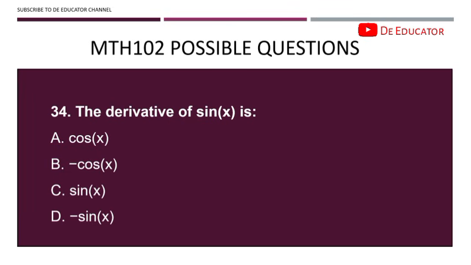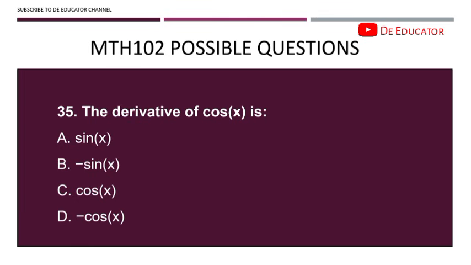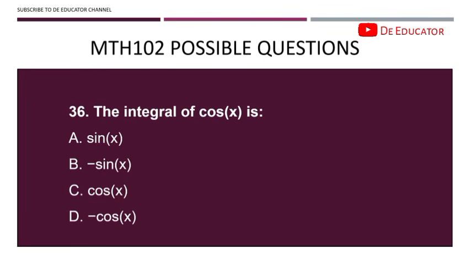Next question. The derivative of sine x. This is another bonus question. If you see anything derivative and integration relating to trig, it is a bonus question. So the derivative of sine x is cos x. In that crash course material, everything has been listed there. The derivative of cos x is minus sine x. Please take note. 36. The integral of cos x.